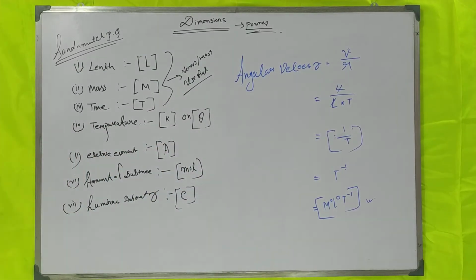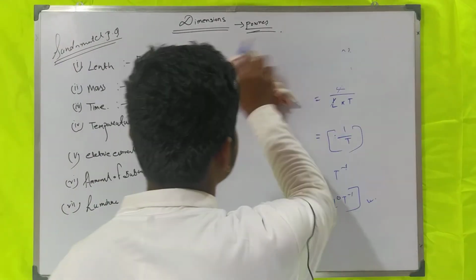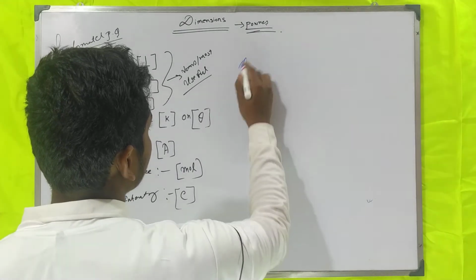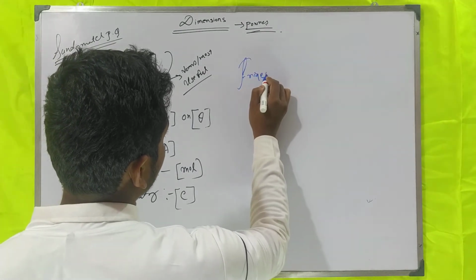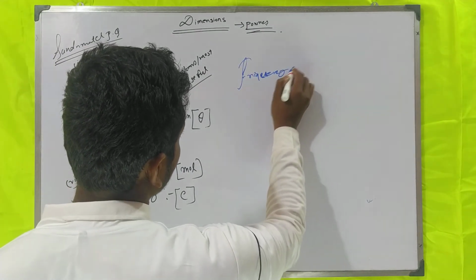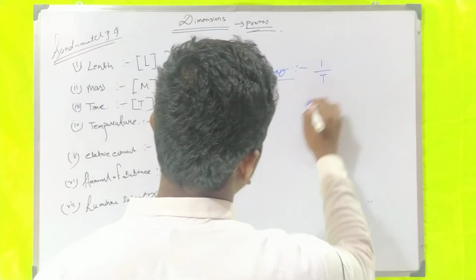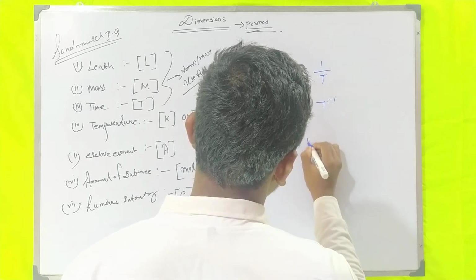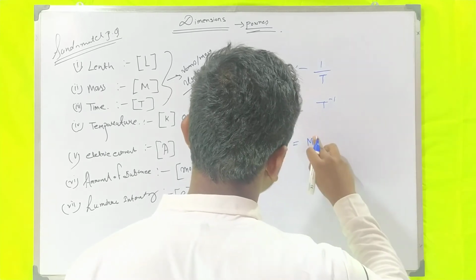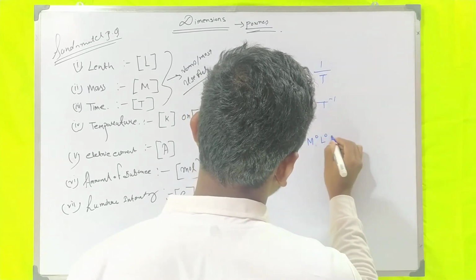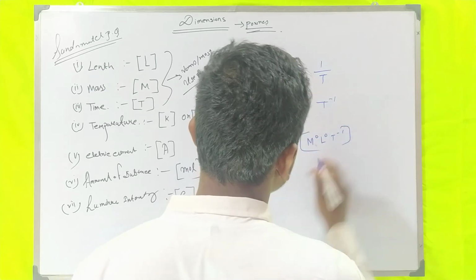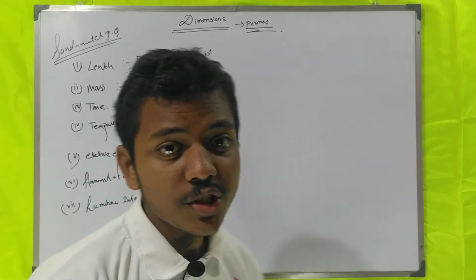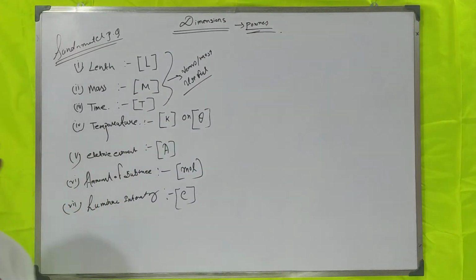Now you can find the dimension of frequency. Frequency is 1 by time, means you can find t to the power minus 1, same M^0 L^0 T^-1. So is it clear to all? Everybody, is it crystal clear? Is it clear to everyone?